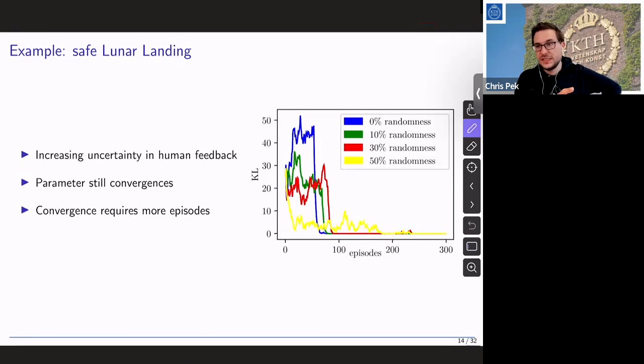And we can also see that if we have higher uncertainty, it requires more episodes to converge. It's around 70 if we have perfect feedback all the time, whereas if we have 50% randomness, it converges at around 180 episodes. So that's around double to triple going from 0 to 50% randomness.